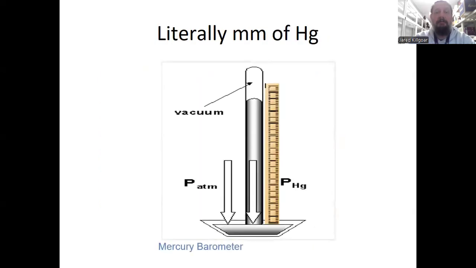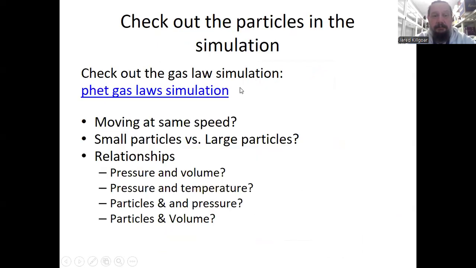So there's another diagram illustrating that. And that's it for today.